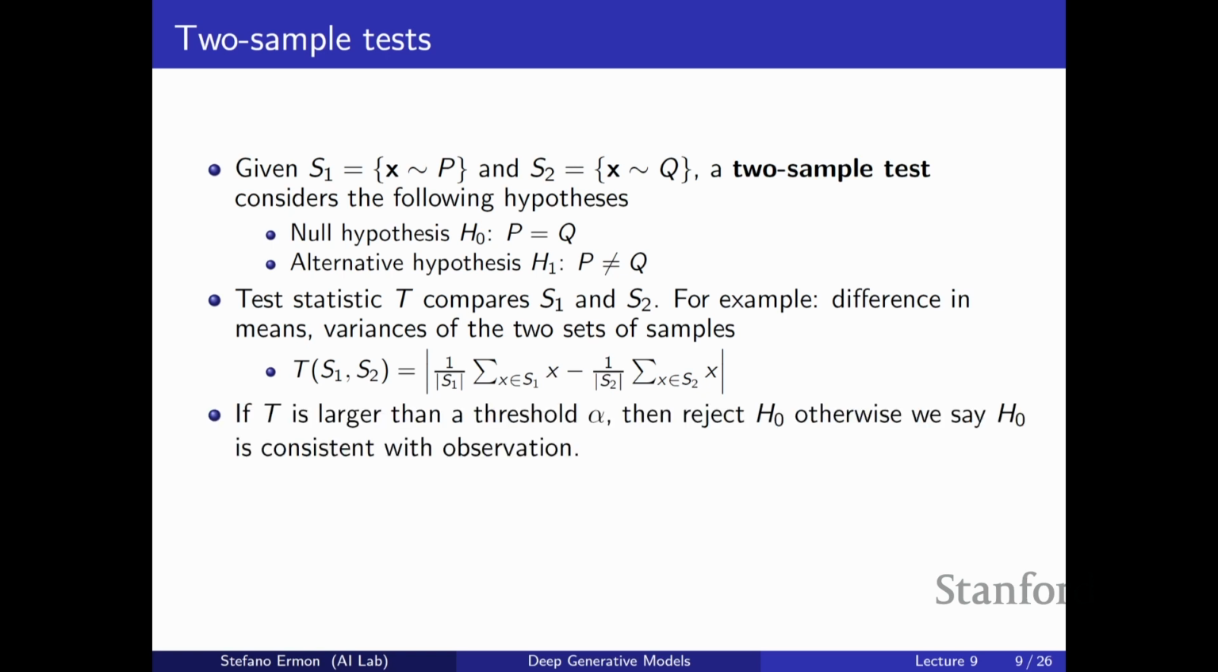And what you could do is you could say, okay, if this statistic is larger than some threshold, then I reject the null hypothesis. Otherwise, I say that H0, so the null hypothesis, is consistent with my observation. And as you were saying, there is always some kind of type 1 and type 2 error, in the sense that T is random, because S1 and S2 are random. And so even when P is equal to Q, it's possible that the means are different just because of randomness.